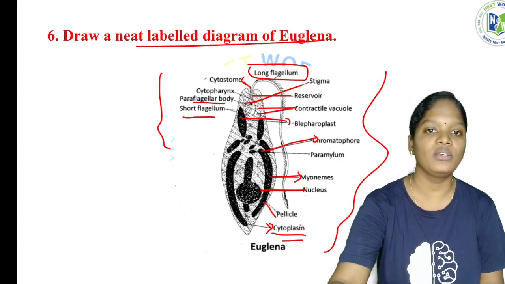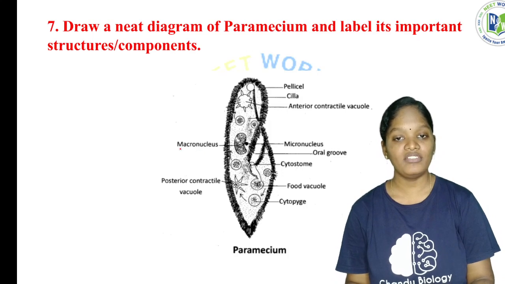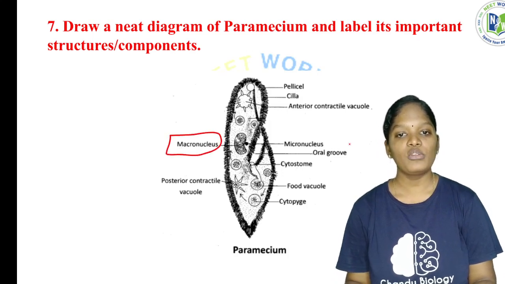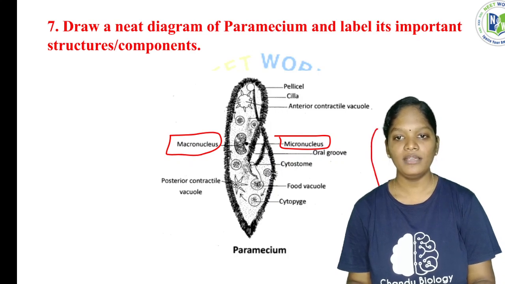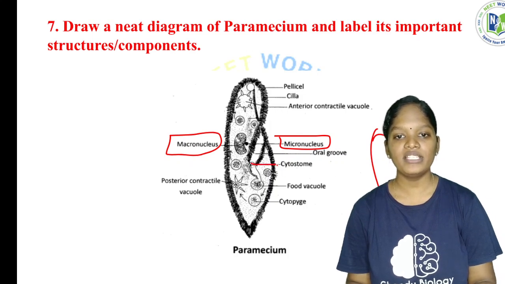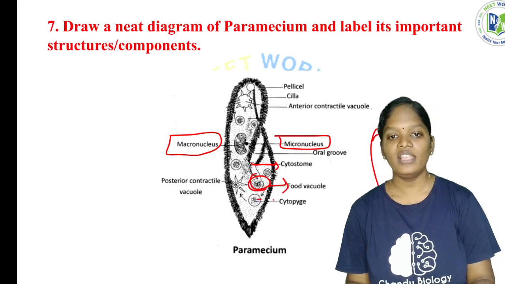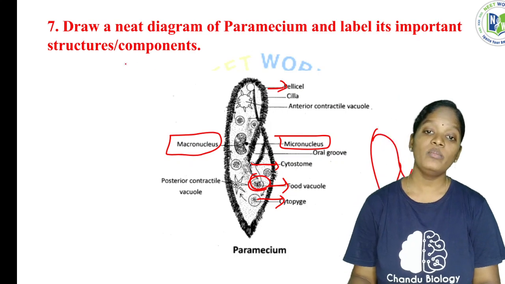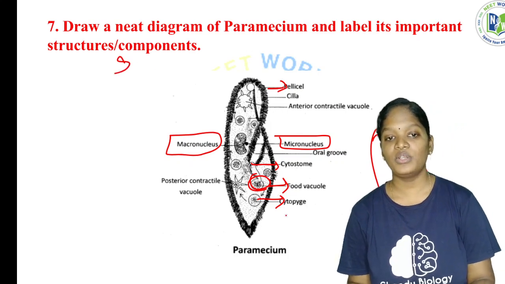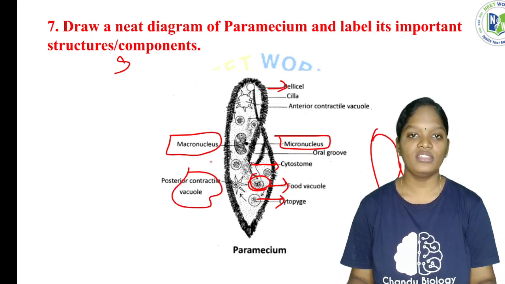These are all important structures we couldn't neglect in the picture. Next, the question will be a diagram of paramecium. Definitely you have to mark the macronucleus and the micronucleus, which is very important, and the oral groove. This structure is the oral groove. The mouth-like structure is called the cytostome, and this is a food vacuole. The cytostome is related to the mouth, and the cytopyge is related to the anus. There is also a contractile vacuole. All these are important things you shouldn't neglect.